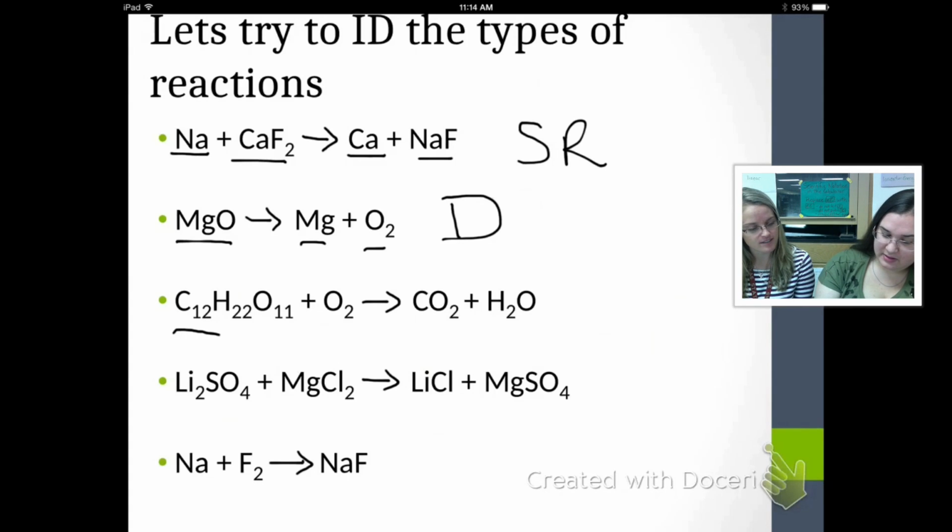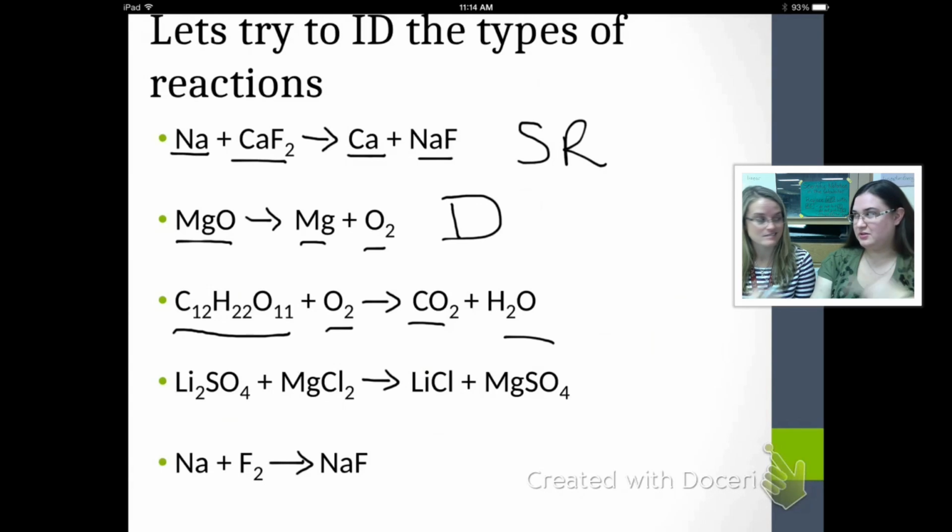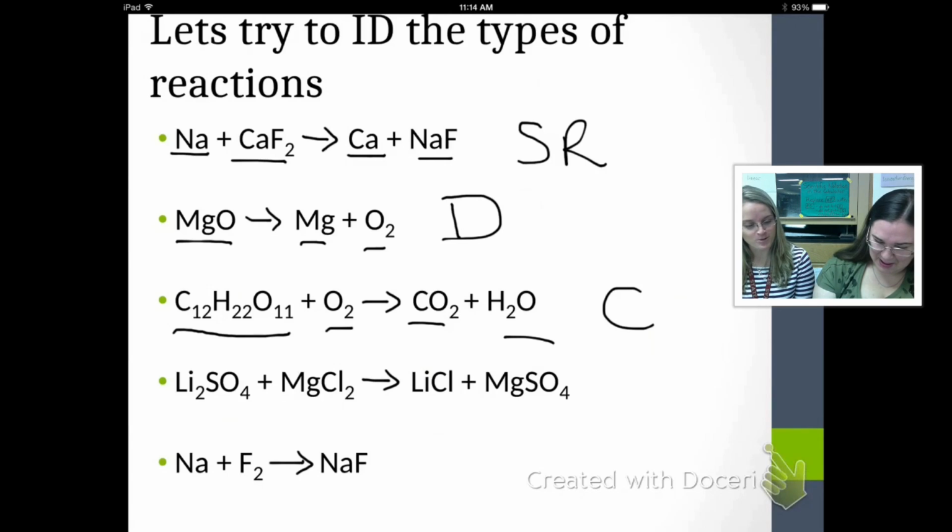So next one. Looks like I have a long compound, and then a single element, and then two compounds. Ooh, so it's not single replacement. It's not, because we didn't have another single on our side. So, it starts with a carbon compound, and oxygen is a reactant, and CO2 and H2O are products. So I'm going to say combustion. Yep. See a lot of C's and O's? And H's. Combustion. Aha! I got it.